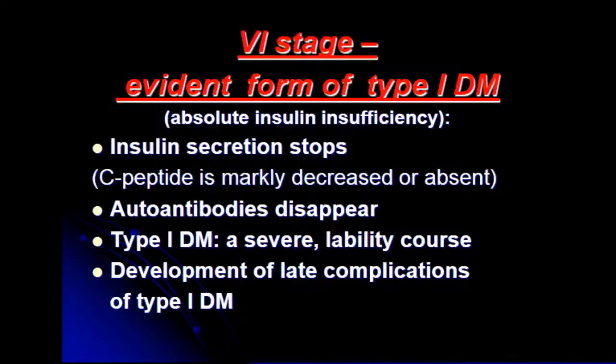And the last stage, sixth stage, evident form of diabetes mellitus, with absolute insulin insufficiency, insulin secretion stops, C-peptide is markedly decreased or absent, autoantibodies disappear. Diabetes mellitus is a severe liability that causes development of late complications of this disease.